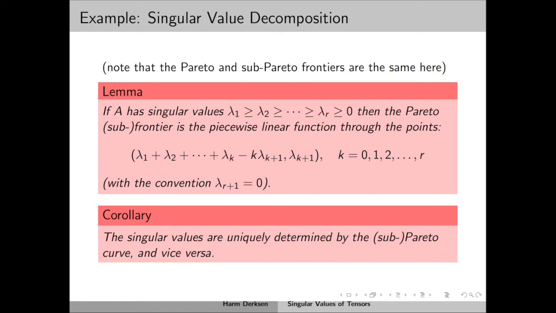So this now allows me to generalize things to tensors, because this Pareto Frontier I can also define for any tensors, or this Pareto subfrontier. And so I could use the same procedure to define what the singular values are for those tensors.